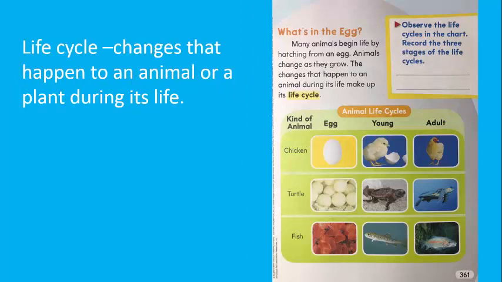On page 361, we have the term life cycle. A cycle is a pattern that repeats over and over. During an animal's life cycle, an animal hatches or is born, grows into an adult, and has its own young. The pattern then begins again. So the word life cycle is changes that happen to an animal or a plant during its life. Think about what might happen if animal life cycles did not repeat over and over.